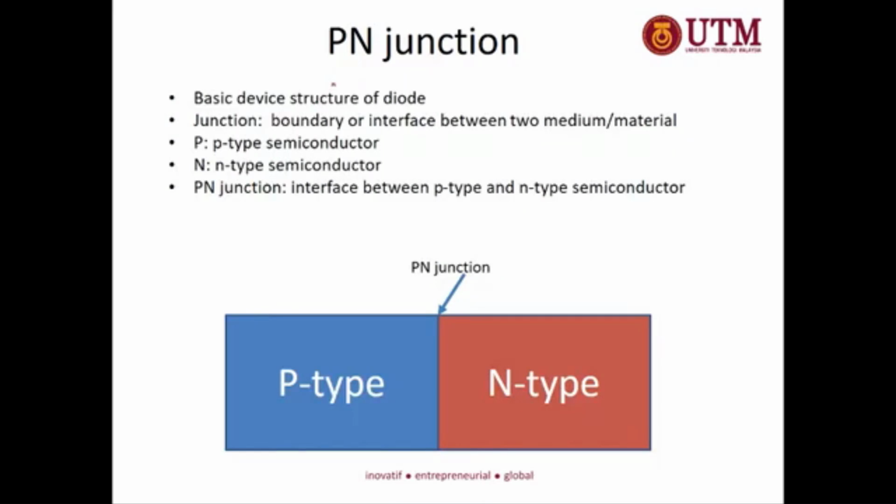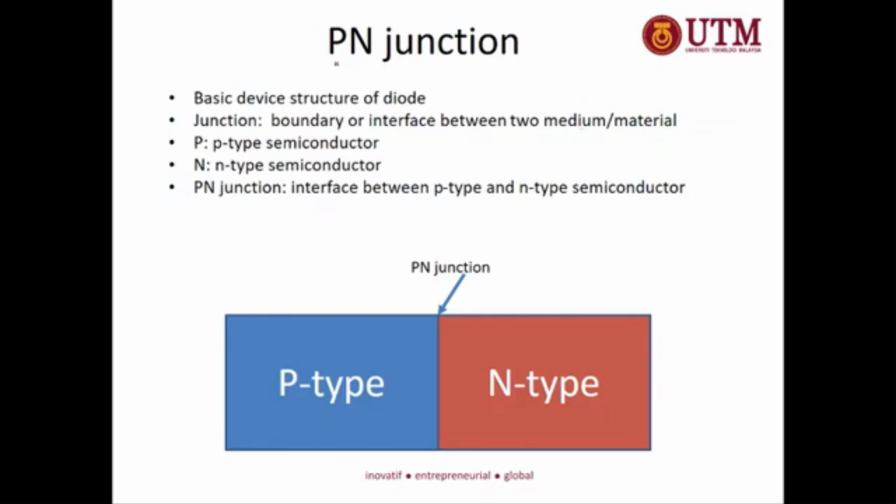So basically, a diode can only allow one direction of current flow. How can the diode operate that way? This is by using what we call the PN junction. So this is the PN junction. Here the first word in the term is junction. What does junction mean? Junction means the boundary or interface between two media or two materials.